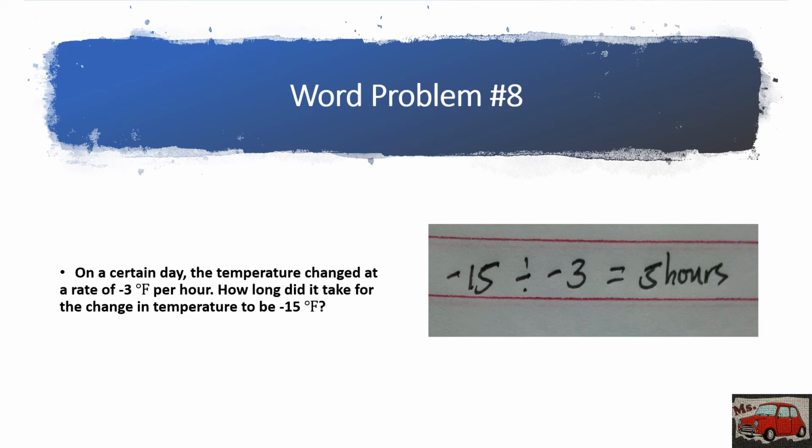So, ang nangyari, kada oras, nababawasan yung temperature ng negative 3 degrees Fahrenheit. So, ang tinatanong is, ilang oras ang makakalipas bago maging negative 15 degrees Fahrenheit yung change o yung nabawas dun sa temperature. Okay? So, ang gagawin natin, i-divide natin yung negative 15 sa negative 3. And the answer is 5 hours. So, ibig sabihin, it takes 5 hours bago magkaroon ng change na negative 15 degrees Fahrenheit or bago mabawasan ng 15 degree Fahrenheit yung temperature.